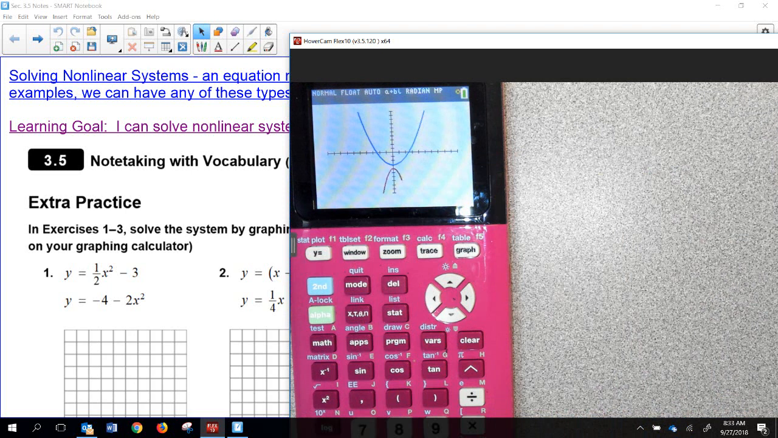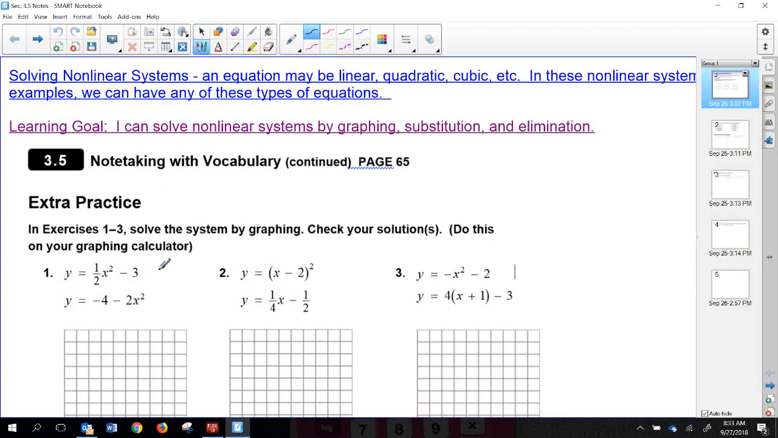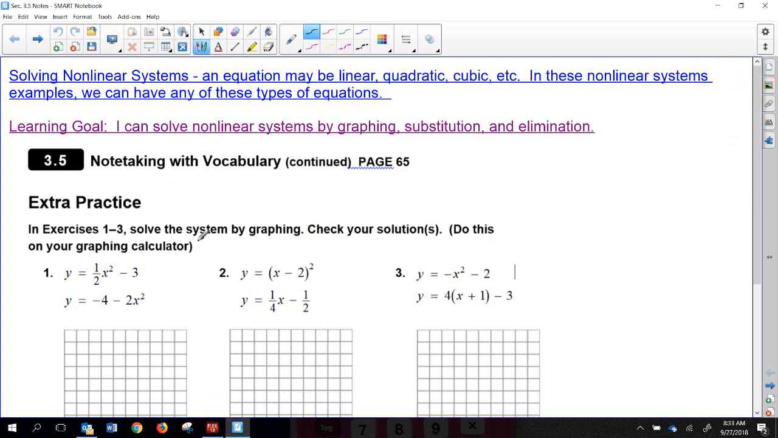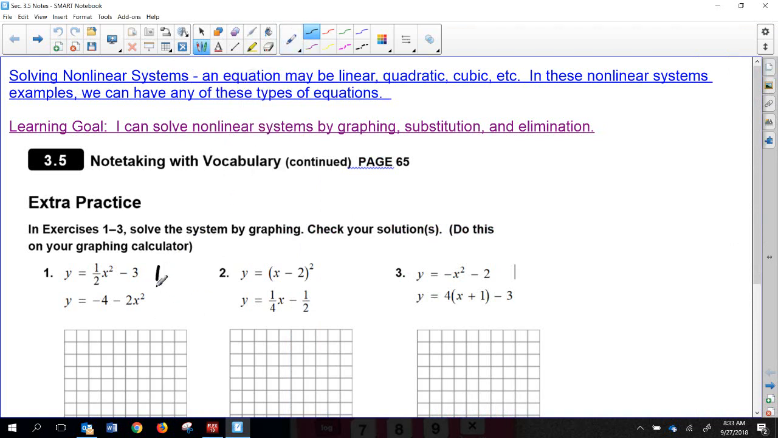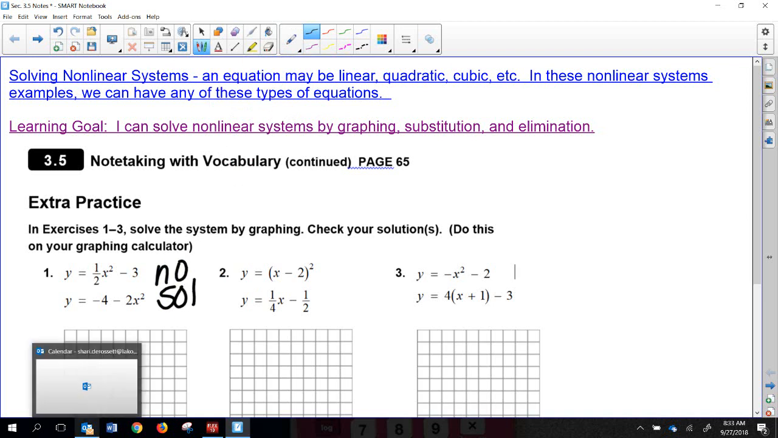And here's our first function, and here's our second one. All right, so we're trying to find the solution. Is there anything that they have in common? So what would we say? No solution. So for number 1, we're going to say no solution. All right, we're not going to try all of these. Let's jump over now to number 3.